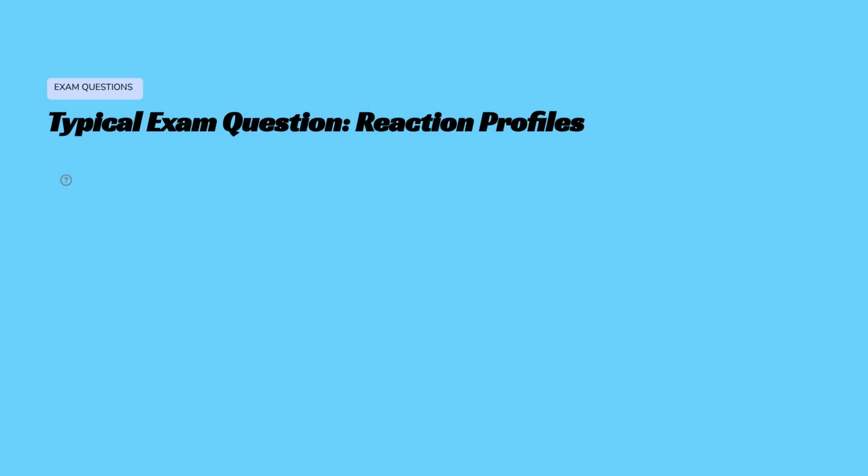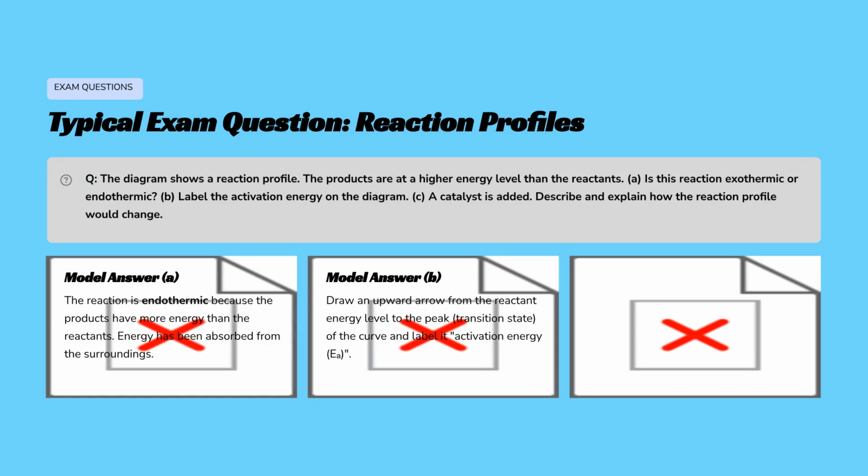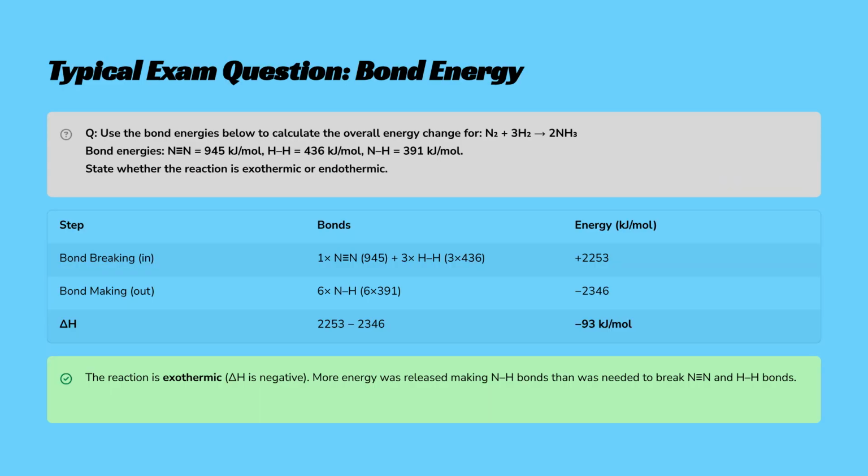Typical exam questions test your understanding of reaction profiles. Be ready to classify reactions as exothermic or endothermic, label activation energy, and describe the effect of a catalyst on the profile. For bond energy calculations, remember to total the energy required for bond breaking, then the energy released during bond making. Calculate delta H as energy in minus energy out. A negative delta H, like the minus 93 kilojoule per mole here, indicates an exothermic reaction.